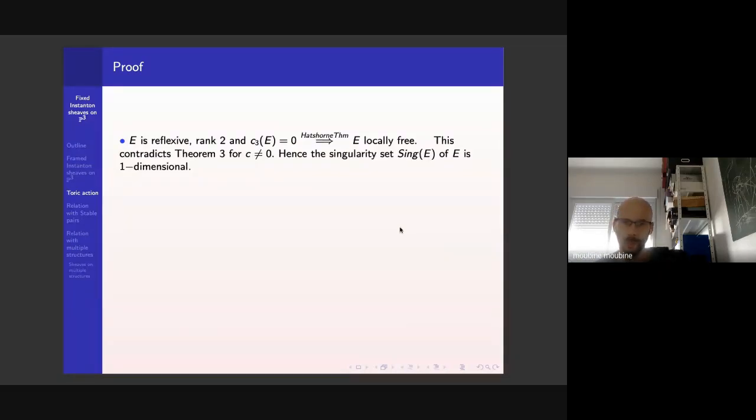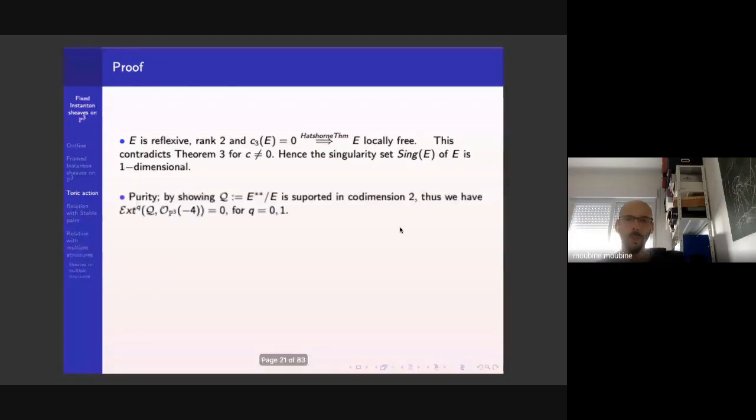So by a theorem due to Hartshorne, it should be locally free. And this contradicts the fact that for our T-fixed instantons, we don't have locally free ones. So the singularity set has to be pure, one-dimensional, because it doesn't intersect the framing line. Okay, and then purity is shown by showing that the quotient sheaf of the double dual is pure.